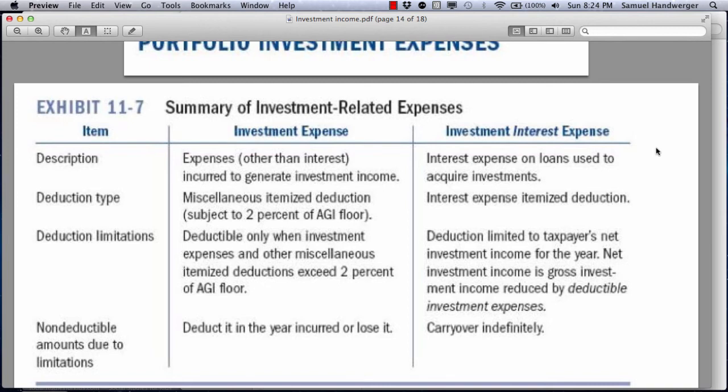if you're a high wealth individual. Your miscellaneous itemized deductions with that 2% AGI floor means you don't get any deductions for your investment expenses. Then you probably have a little bit more investment income with which to match your investment interest expense in order to be able to take that investment interest expense as a deduction. And it carries over indefinitely.